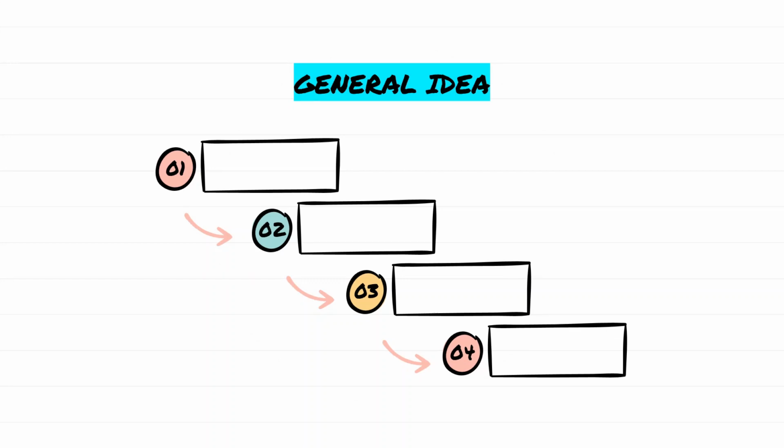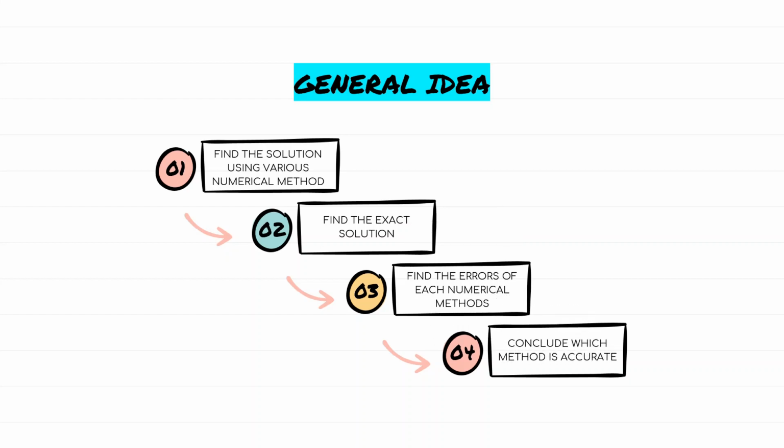So, what are we going to do? This is our general idea. First, we find the solution using various numerical methods. Then, we find the exact solution. After that, we find the errors of each numerical method. And finally, we can conclude which method is accurate. Before that, let's watch a video about drug distribution.